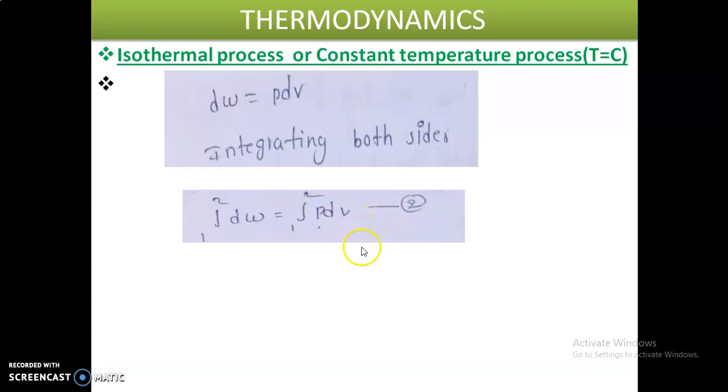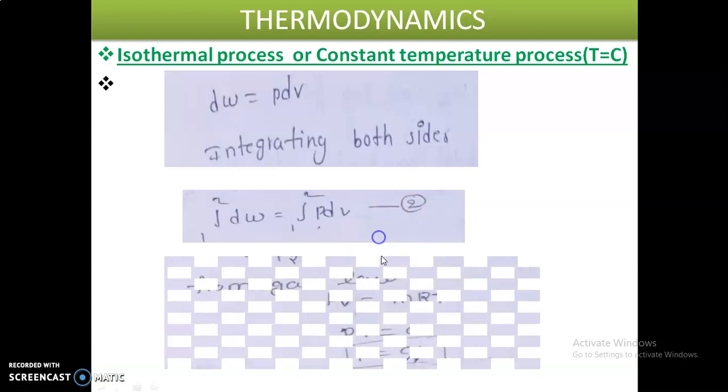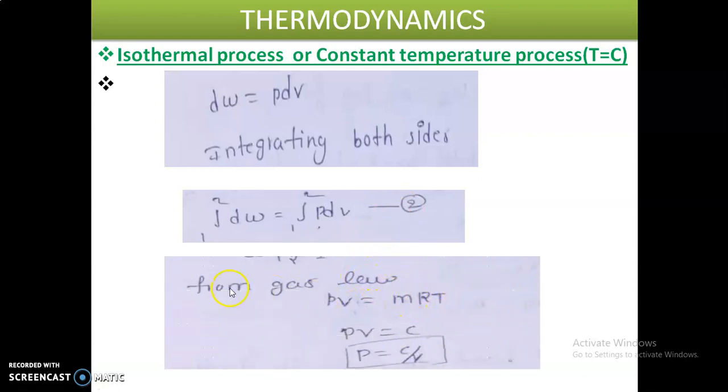So already we know the gas law, PV is equal to mRT. Here this is a constant temperature process, which means if we take 1 kg of gas, m is equal to 1, R is a constant, and T is also constant, so totally it is constant. That means PV is equal to constant. From this relation we can write P is equal to C by V.